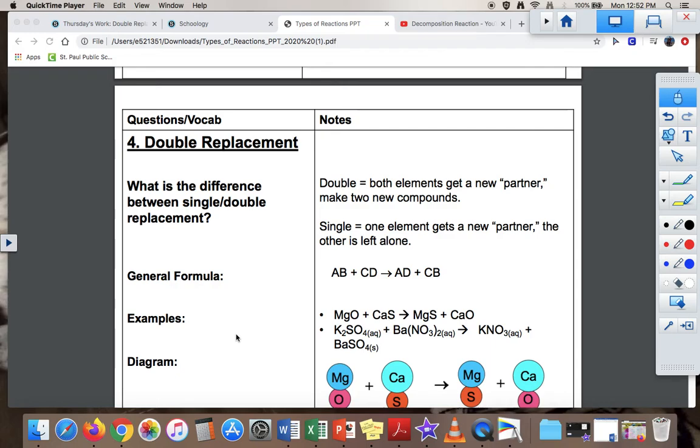I'm back again. We are on day 4 of the types of reactions. We return back to our notes. You will notice that the 4th type of reaction is a double replacement reaction.